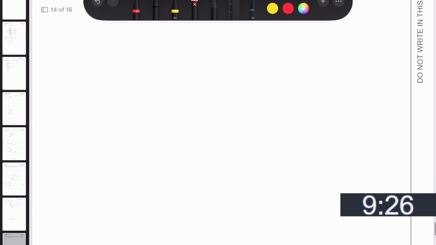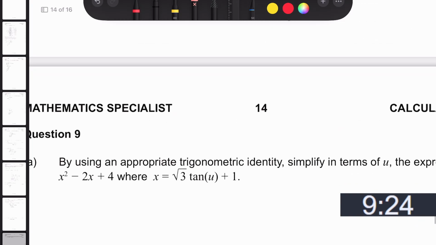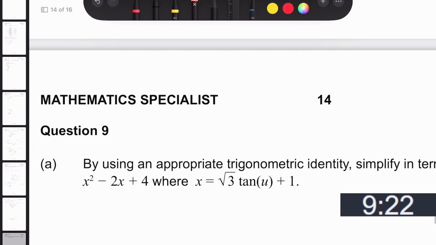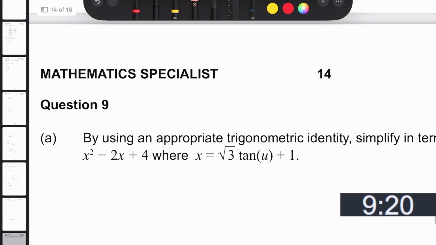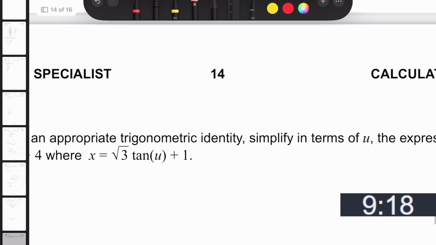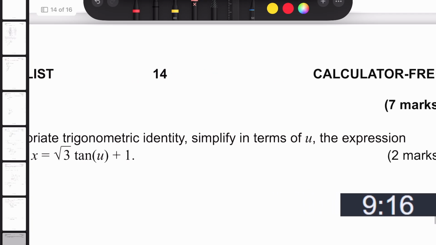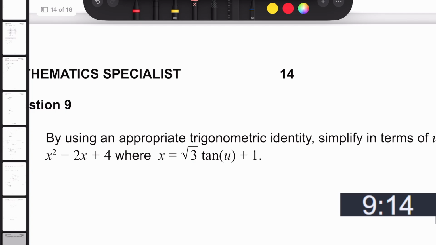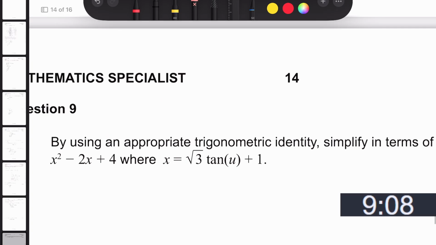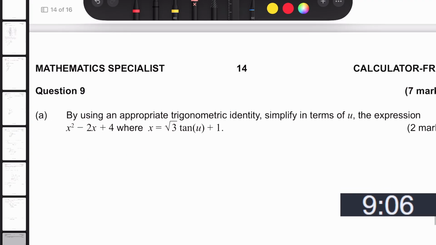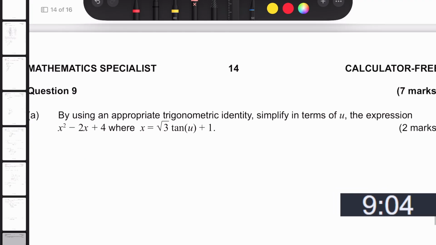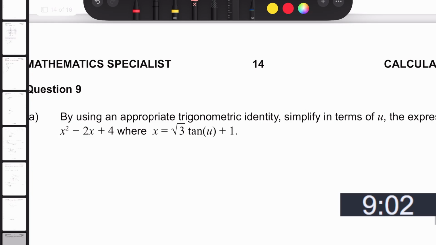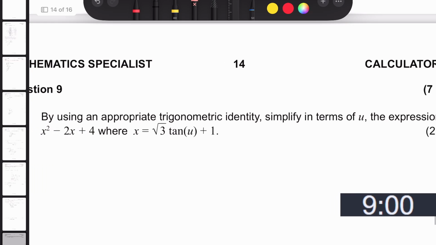By using appropriate trigonometry identity, simplify in terms of u the expression where x is equal to square root of 3 tangent of u plus 1. Oh yeah, I forgot to put my timer on. Whatever, it's too late for that. So let's do, by using appropriate trigonometry, simplify in terms of u the expression.